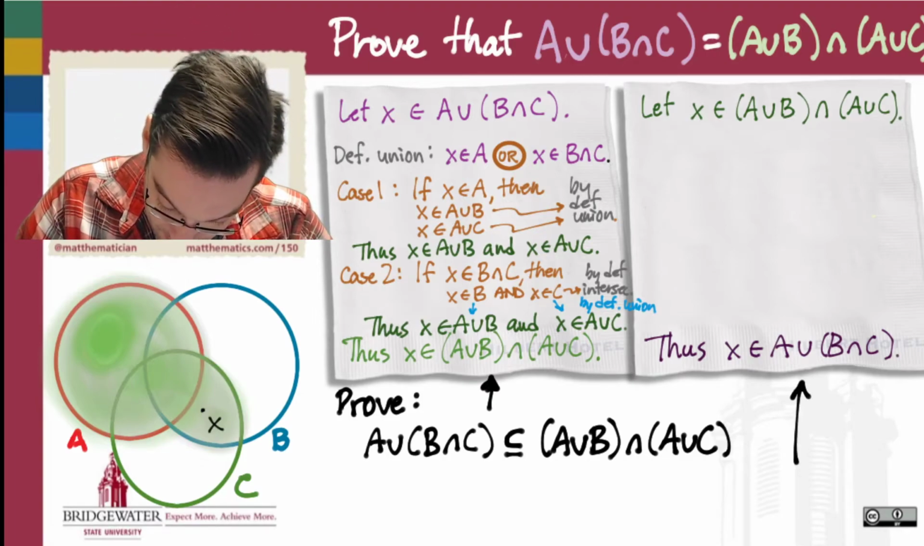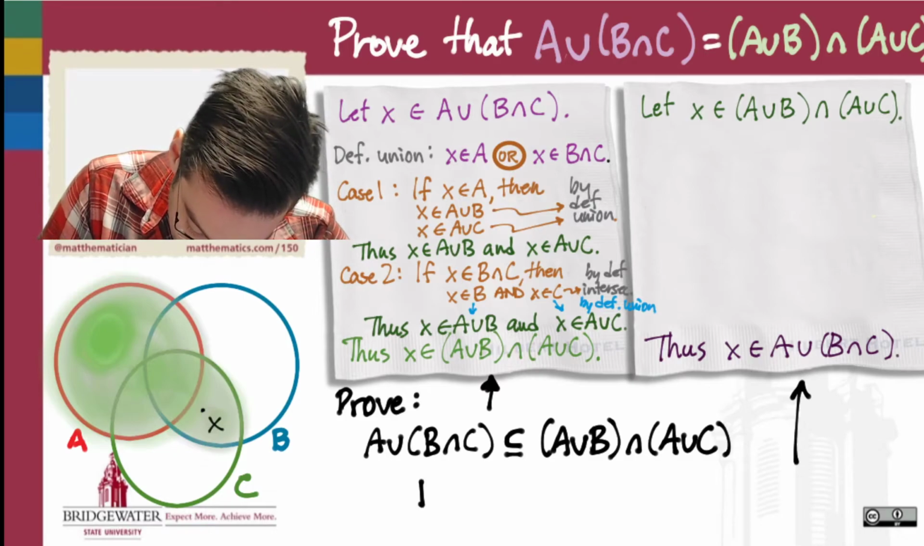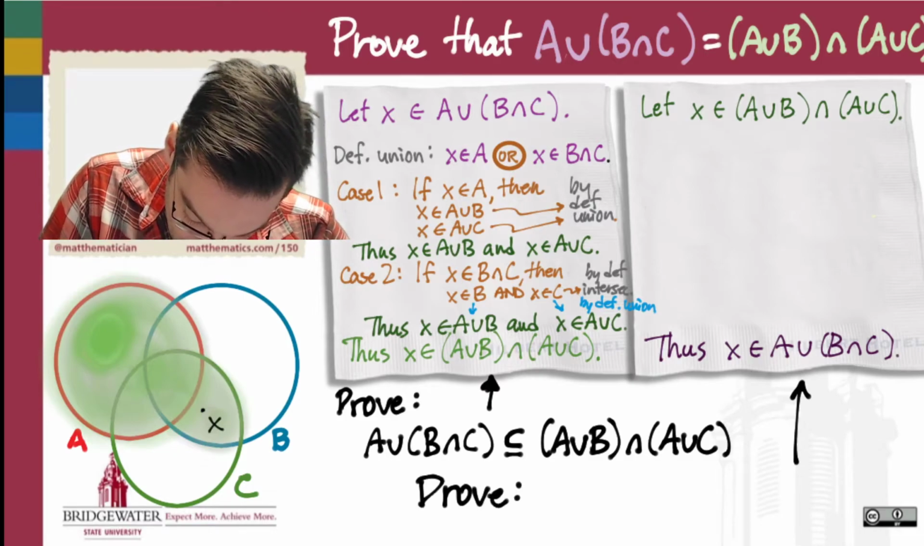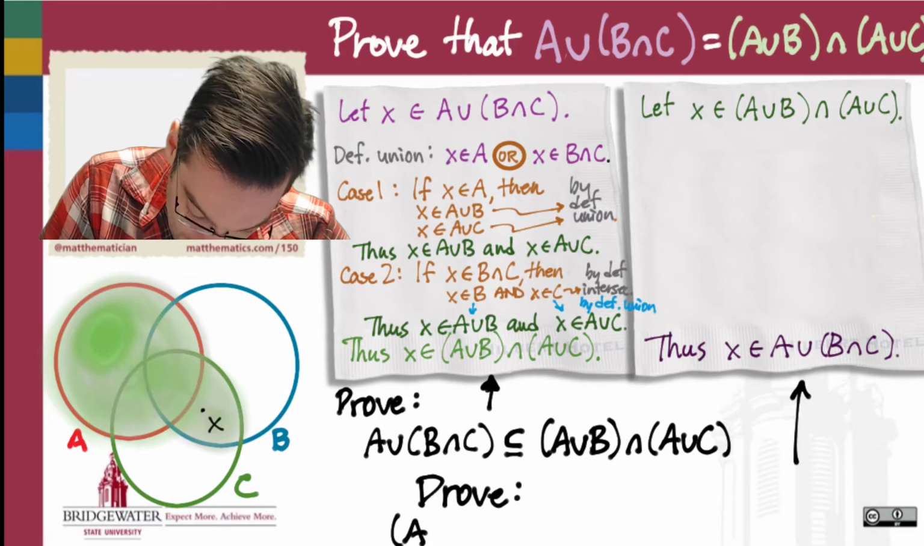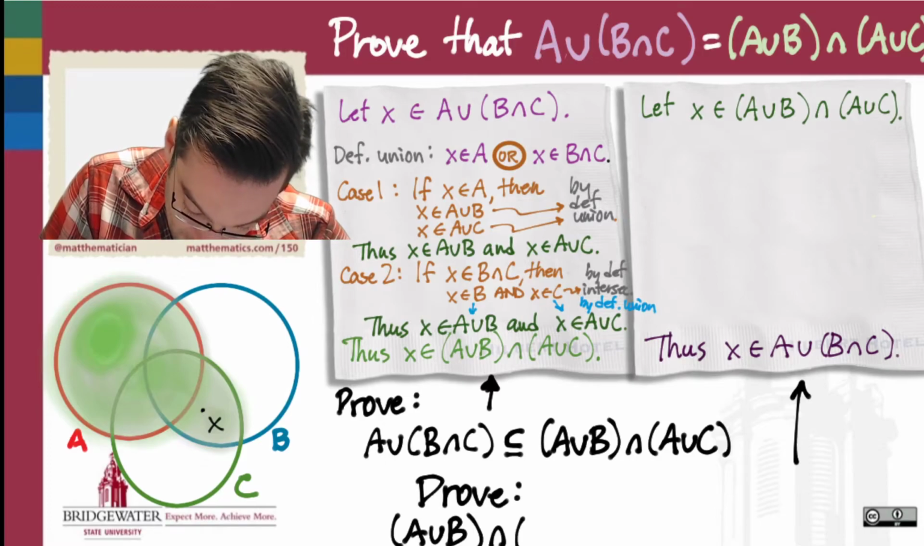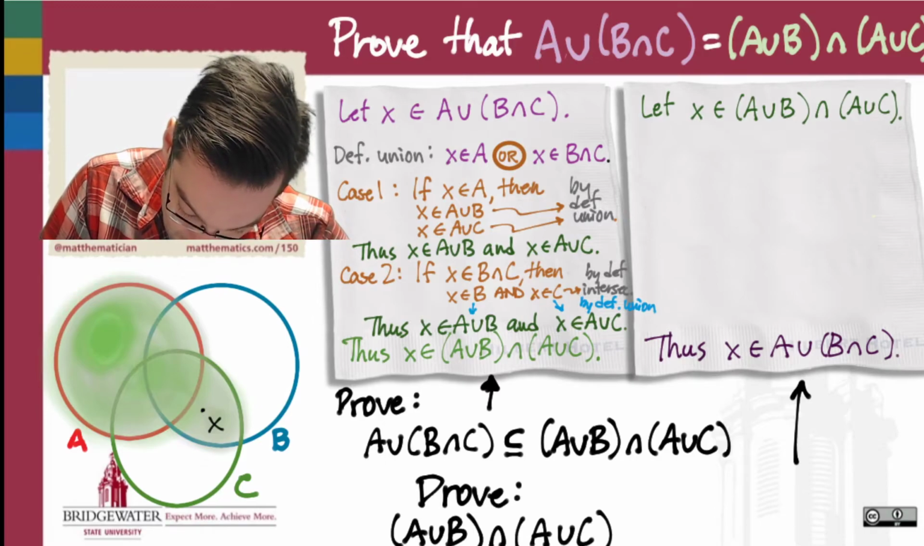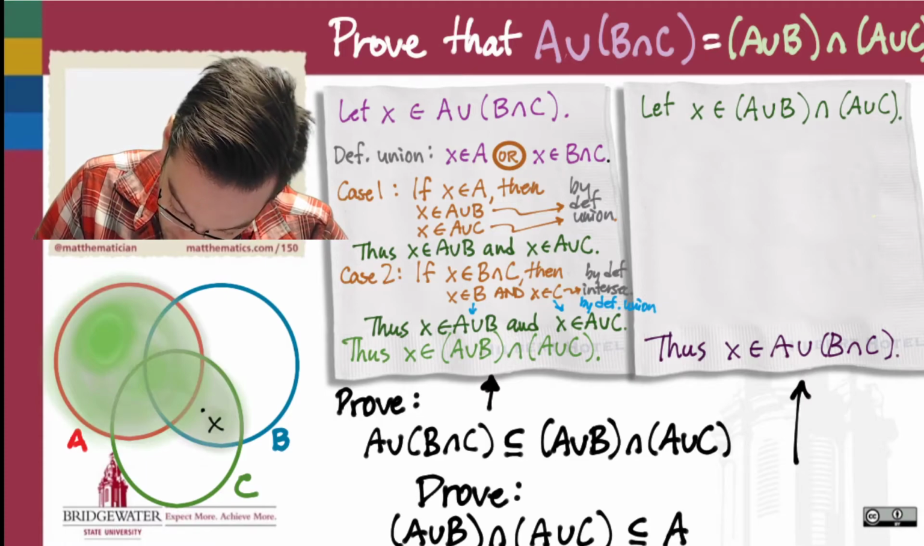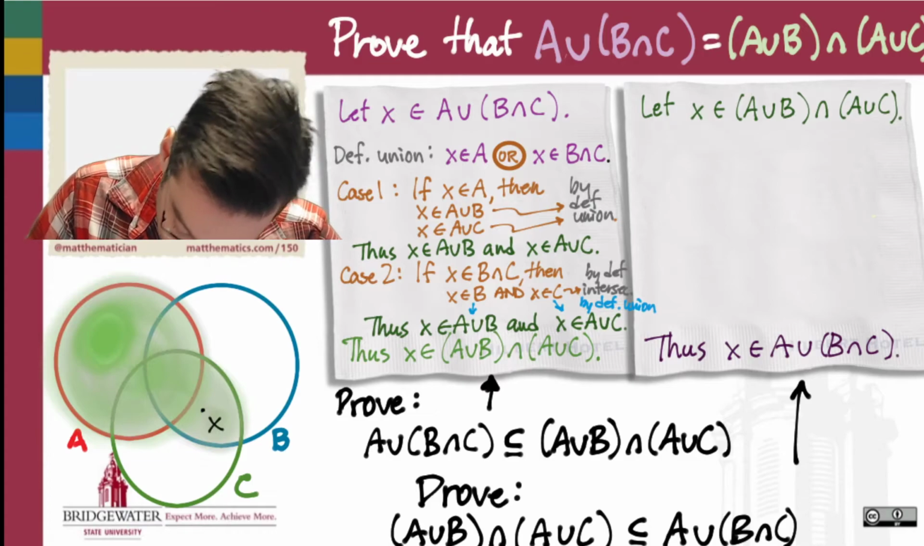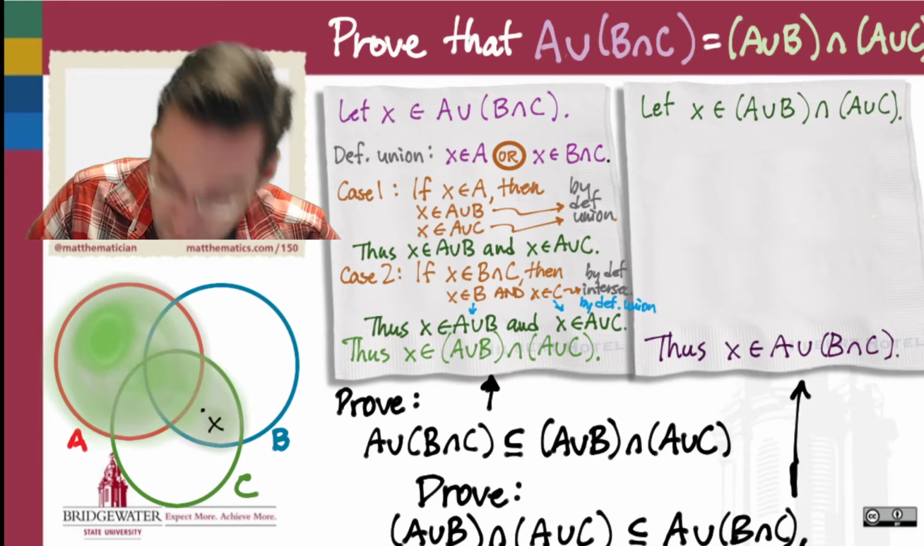The second napkin is the reverse implication. We need to prove here that A union B intersected with A union C is a subset of the union of A with the intersection of B and C. So that's what we're going to do over here.